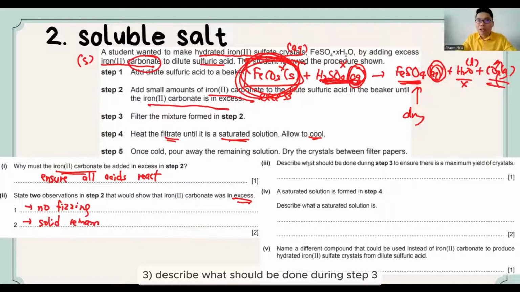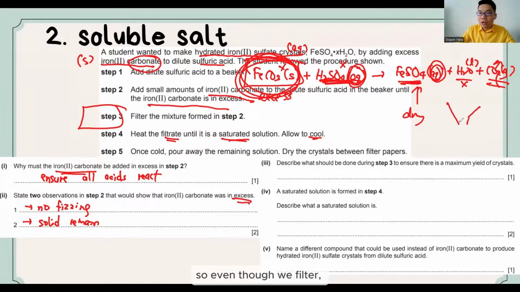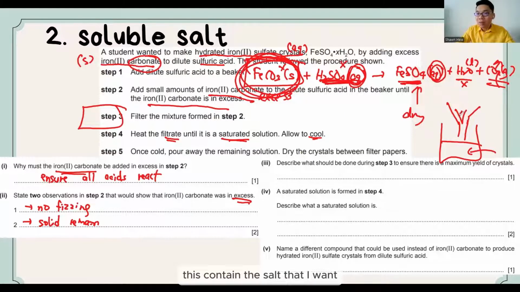Step 3: describe what should be done during step 3, to ensure that it's the maximum yield of crystal. So even though we filter, the filtrate contains the salt that I want, but some of the salt might stick to my residue there. That's why I need to wash with distilled water, to ensure all the soluble salt that I want falls into the filtrate.